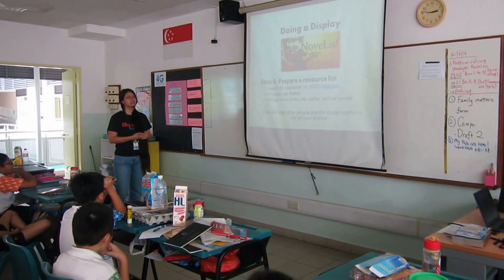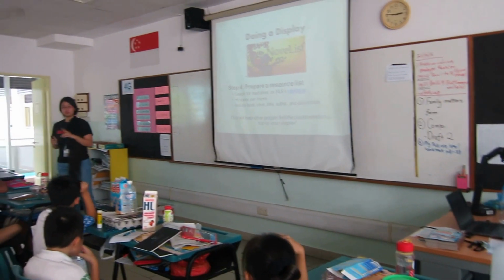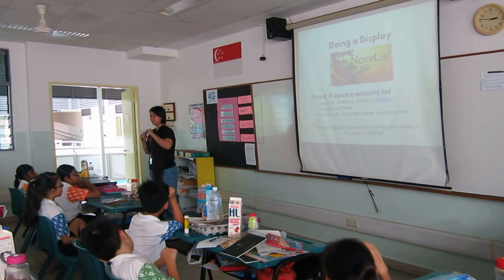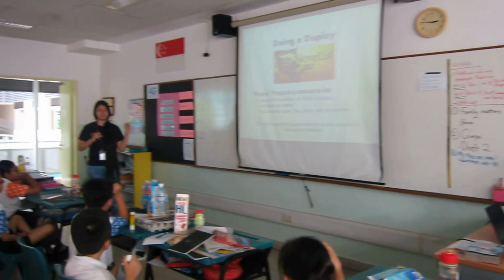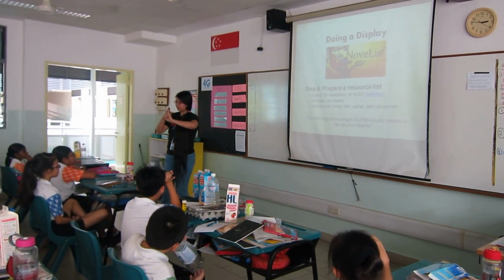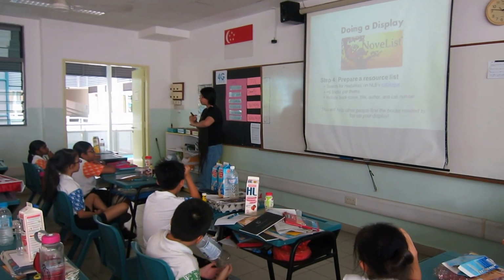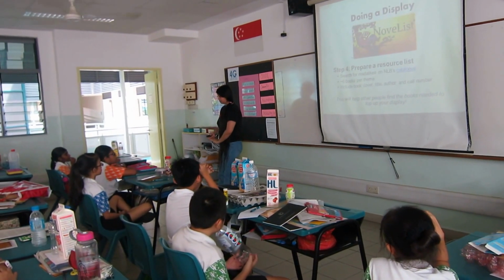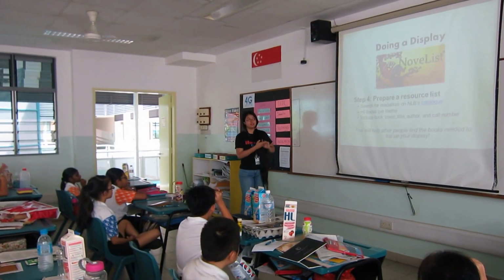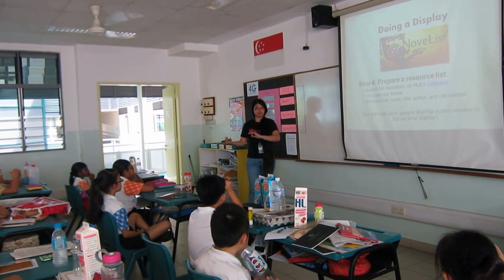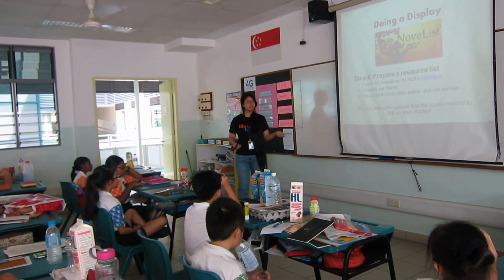Okay? Now, when you create a resource list, you have to make sure you have the book cover there. Now you have to make sure that you tell the person what is the title, what is the author, and what is the call number. Now if you don't tell them this, they will not be able to find the book. Okay? They will not be able to find the cover to get the correct book that you want and put it inside the display. Okay?